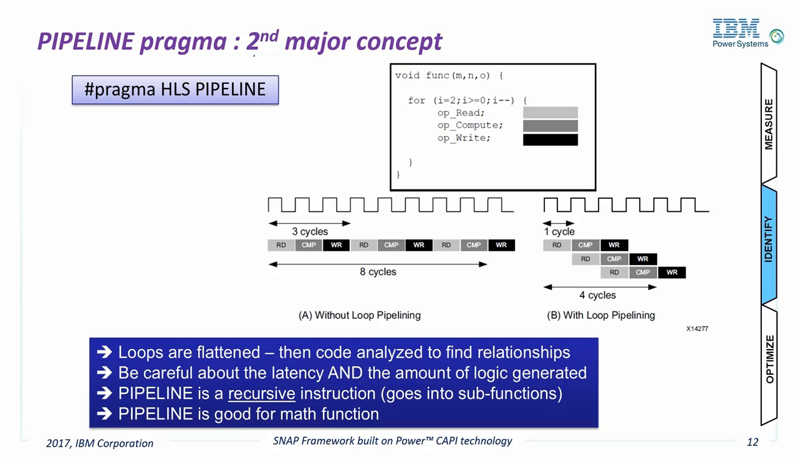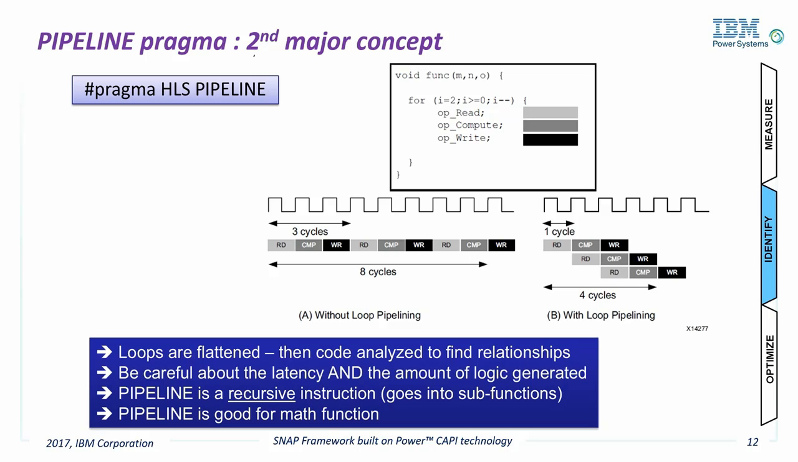The initiation interval, also named II, which is the time between 2 reads, will be reduced from 3 to 1 in this case. The overall latency will also be reduced from 8 to 4 cycles. Pipeline is a recursive function, so handle it with care since it may add a huge amount of logic for no better latency. Pipeline can be very good for math processing. If it's not, then it can be due to the way your code is written.